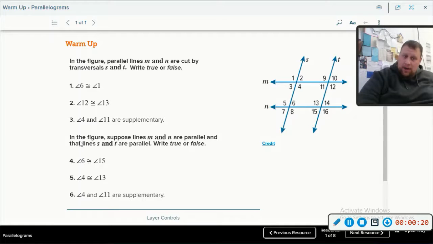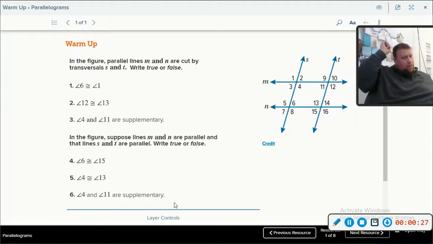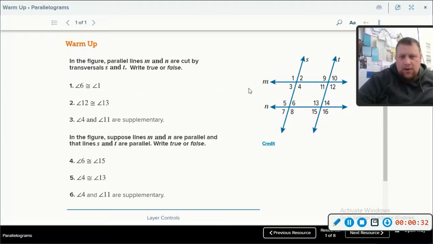In the second one, suppose lines M and N are parallel and that lines S and T are parallel. Then write true or false. Ready, set, go. Pause me. And we're back. Is angle 6 congruent to angle 1?